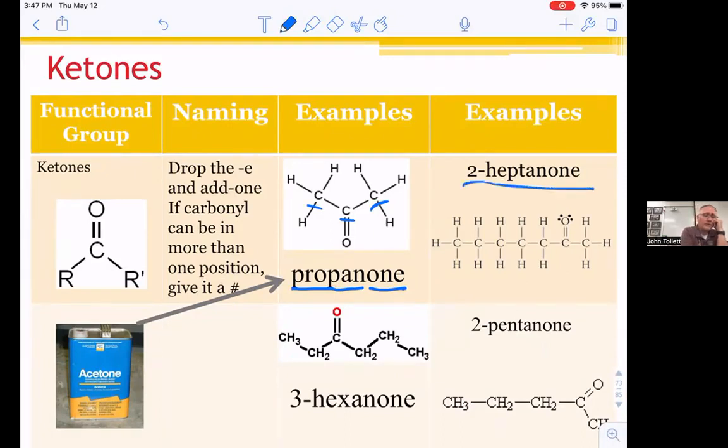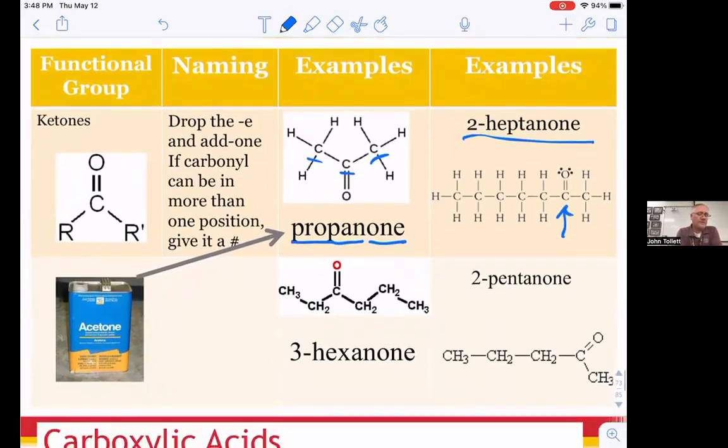But on heptanone, there are several places it could be. It could be on the second all the way through the 6th carbon. So you actually have to say what number carbon it's on. And in this case, it's on the 2nd carbon. So we say 2-heptanone. And then there are a couple of others down here on the bottom named the same way.